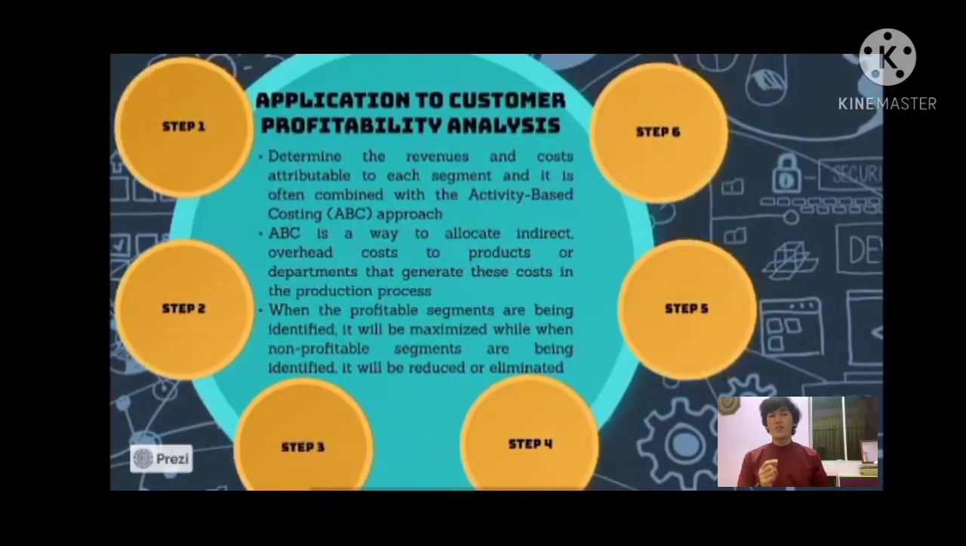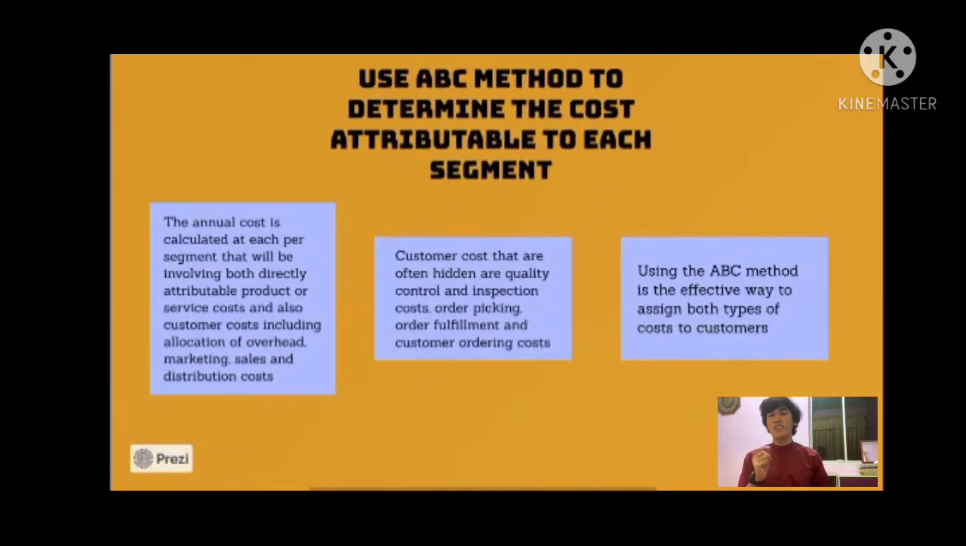After that, the third step is to use the ABC method to determine the cost attributable to each segment. In this step, the annual cost is calculated for each segment, involving both directly attributable product or services cost and also customer cost, including allocation of overhead marketing, sales, and distribution costs. Customer costs are often hidden, such as quality control, inspection costs, and customer ordering costs. Therefore, using the ABC method is an effective way to assign both types of cost to customers.